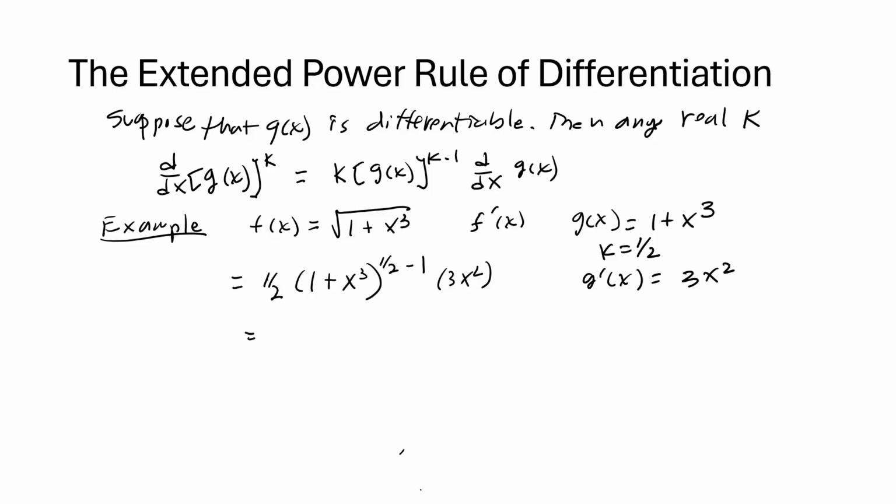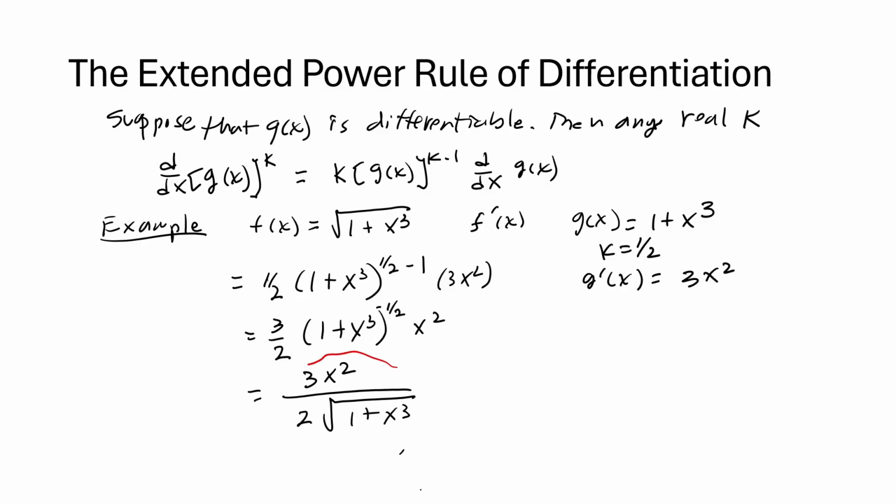So that's going to be equal to taking the 3 out front, combining it with the 1/2. Now, 1 plus x cubed, 1/2 minus 1 is just minus 1/2. And then we've got the x squared term. So what we're going to end up with is 3x squared over 2 times the square root of 1 plus x cubed. So this is the derivative using the extended power rule for this function. All right, so there's an example of how that works.